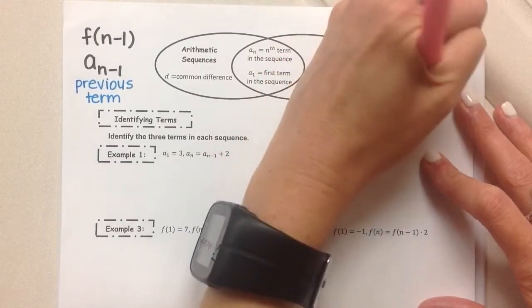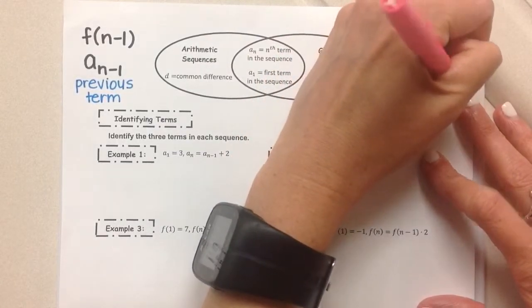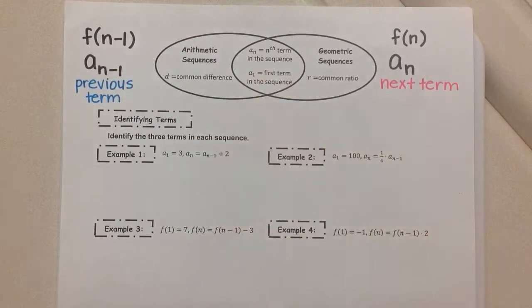Okay, next term. So next term, previous term, and then remember, if you see a sub a number, it's telling you what position you are in the sequence. So f of 3 equals the third term. Go to the third number in the list. All right, so let's look at the first few examples we've got. We're going to identify terms in each sequence.